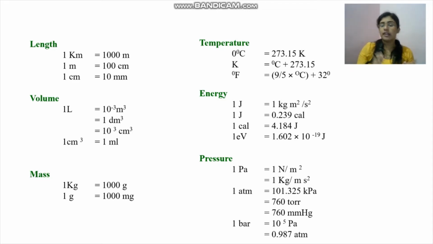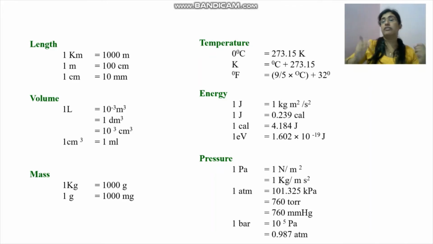And 1 joule, converting it to calories, we can see that 1 joule is 0.239 calories, and the reverse of it, 1 calorie is 4.184 joules.